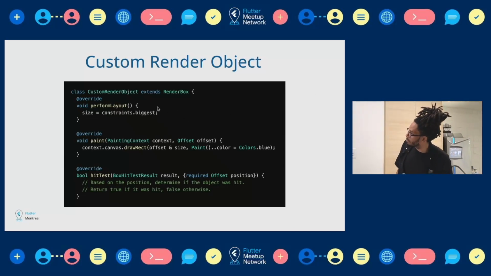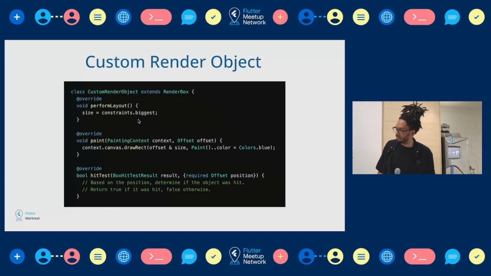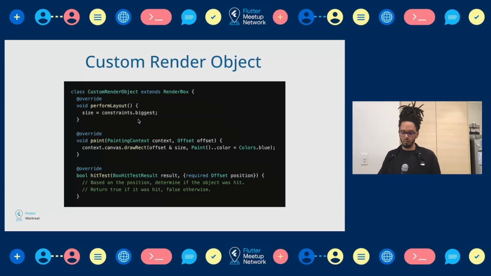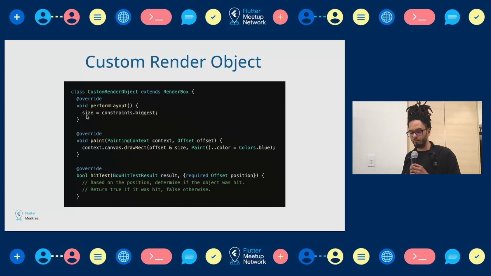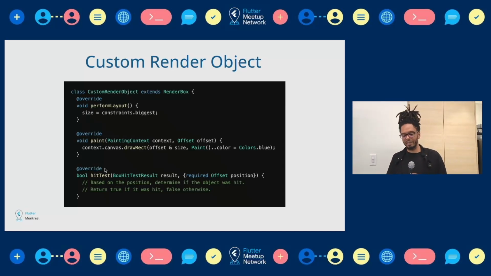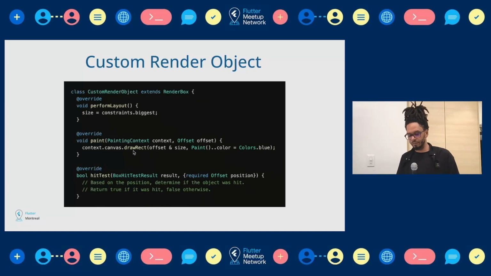Constraints here is provided by the parent. So I can set the size to whatever I want. I can say size is equal to 100. So when it's laid out, the widget that I'm laying out will actually take this size here. So it's really important that in your perform layout, you actually declare the size of your widget, and then you do the painting of that widget itself. Here we're just drawing a rectangle. So that's it. This is the basic implementation of a custom render object.